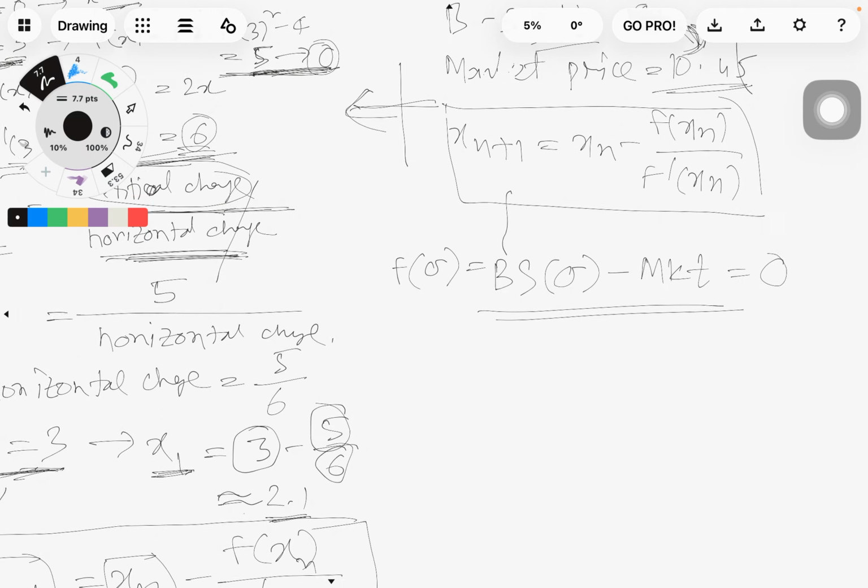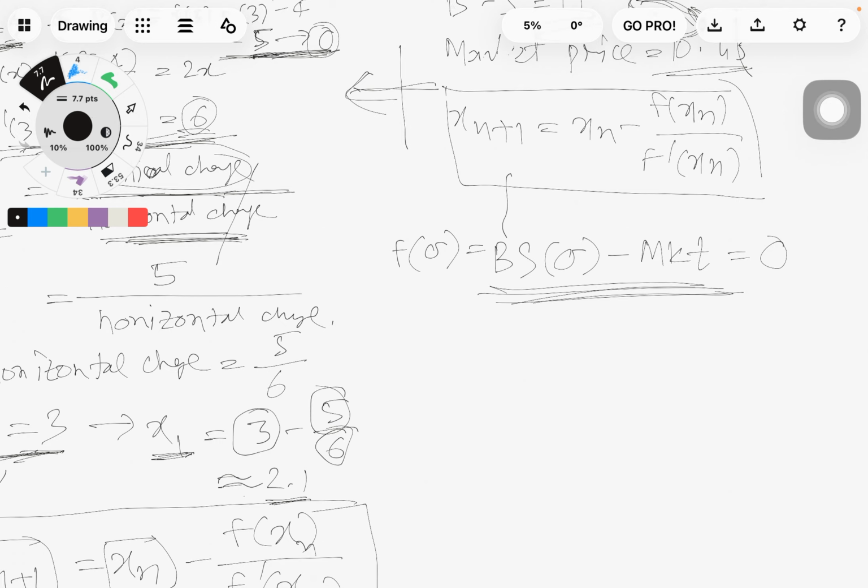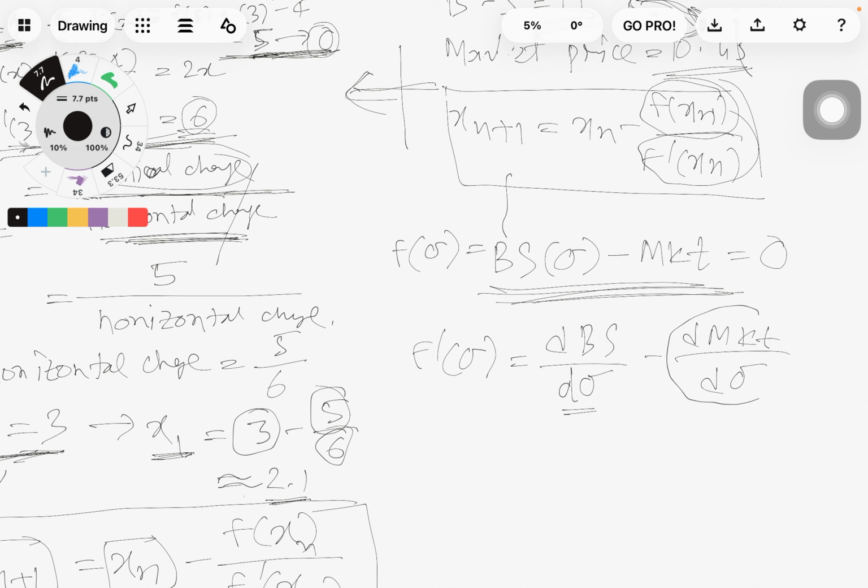Now how do we do that? We know our function. We need to find the derivative. So let's find the derivative. What is the derivative of this? d by d sigma, because we are differentiating with respect to sigma. Now d market price by d sigma: the market price is constant. It is not dependent on the assumed volatility that we have put into the equations. Therefore this becomes 0. You have f(sigma), that's dBS by d sigma.